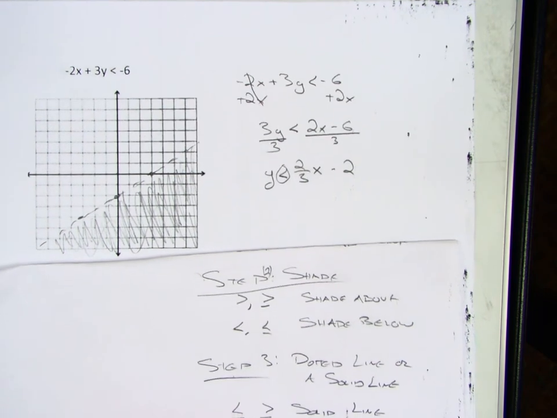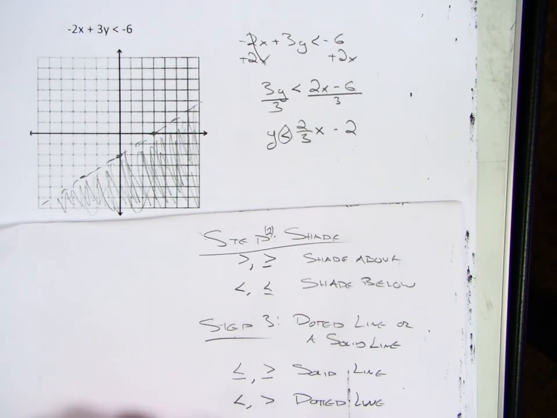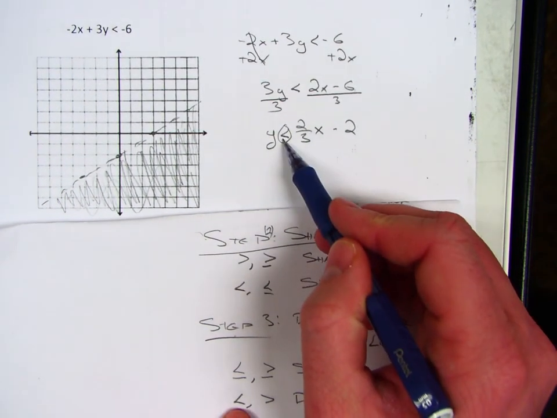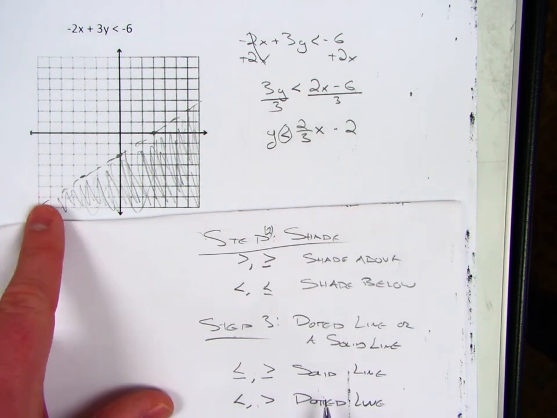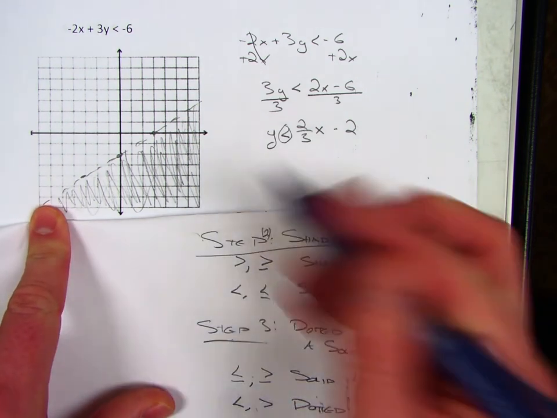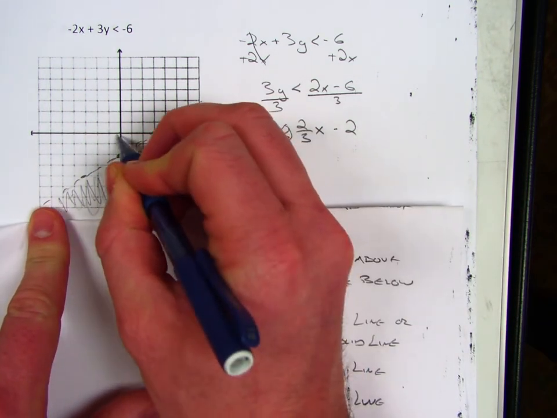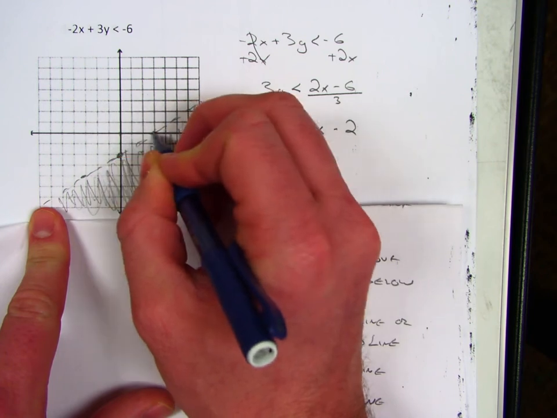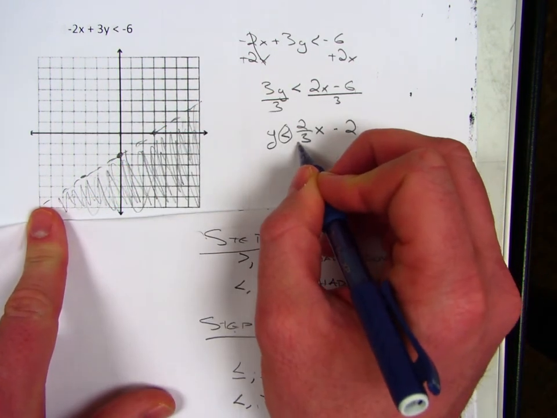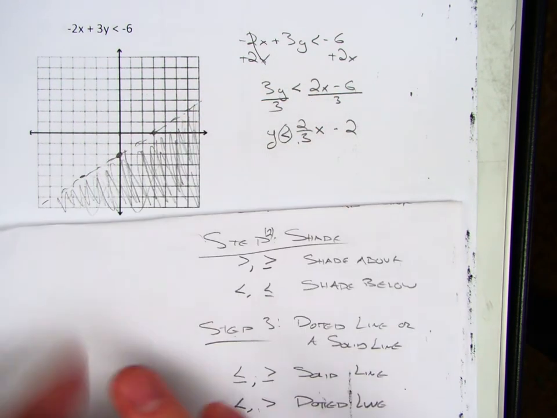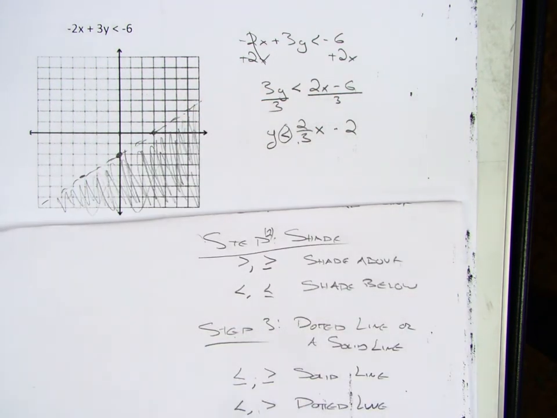And then our last step is to figure out if our line is dotted or solid. And here we have just the less than symbol. We don't have the less than or equal to symbol. We have the less than, so we're going to leave our line as a dotted line. And once again, just to remind you, that means that these points, like (0, -2) and (3, 0), would give us false statements if we substitute them into our inequality. Points on the line here do not count as solutions.